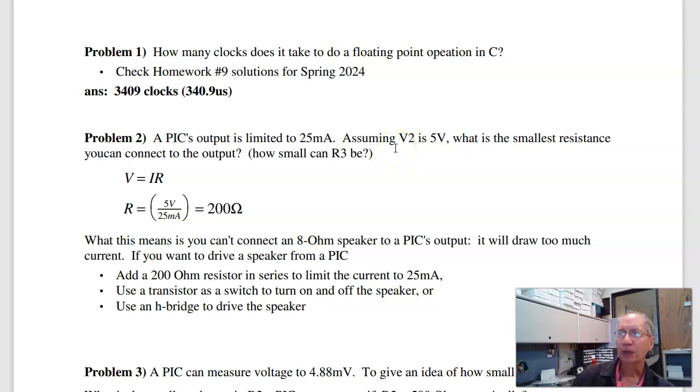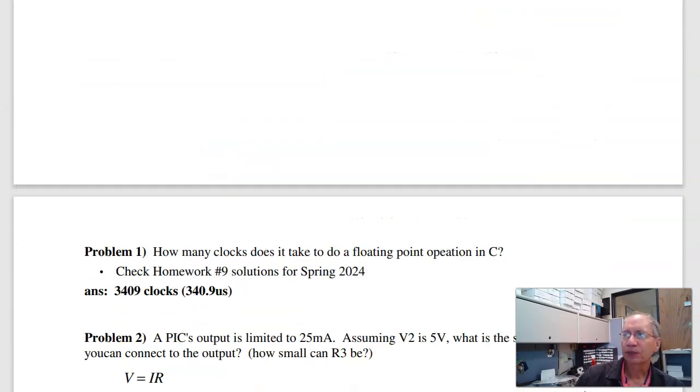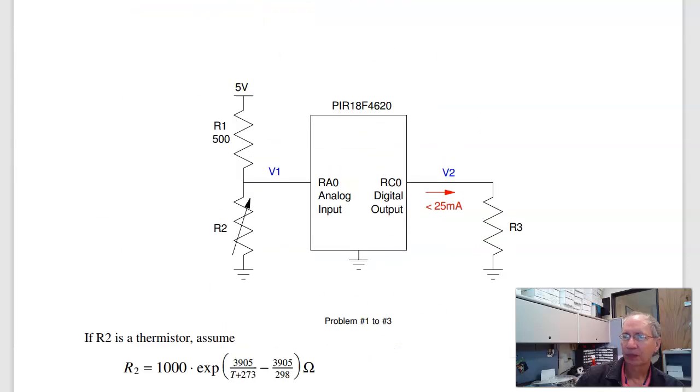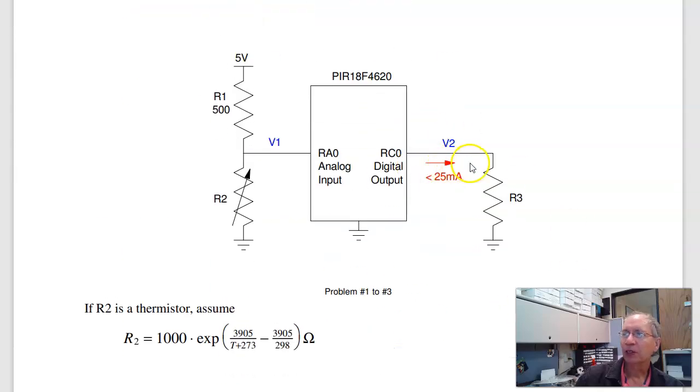On problem 2, the PIC can only drive 25 milliamps. How large of a resistor can a PIC drive? Well, again, let's go to the end. In this circuit, if I can only do 25 milliamps, and logic 1 is 5 volts, 5 volts over 25 milliamps is 200 ohms. So R3 has to be at least 200 ohms.